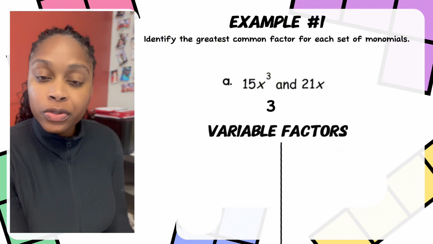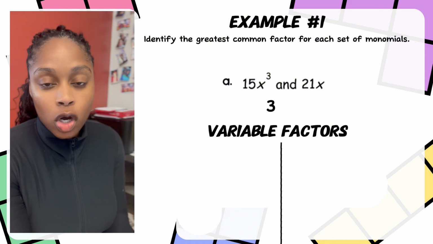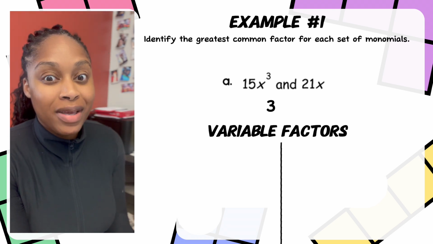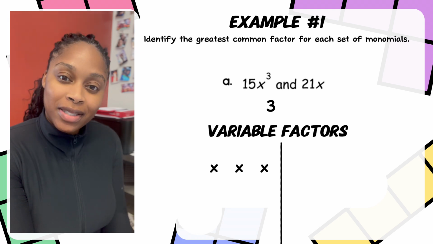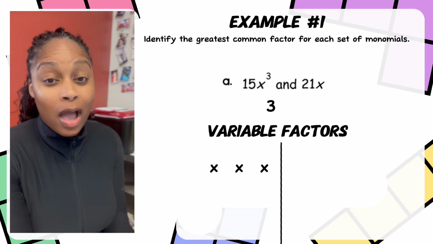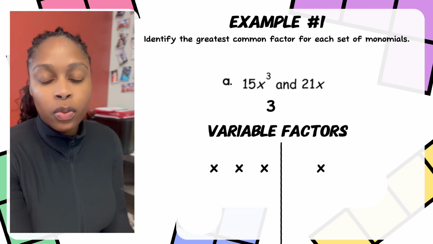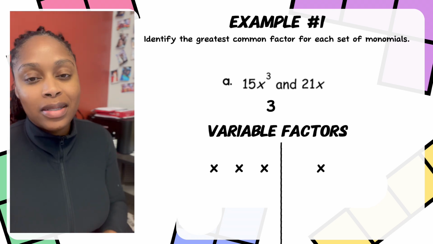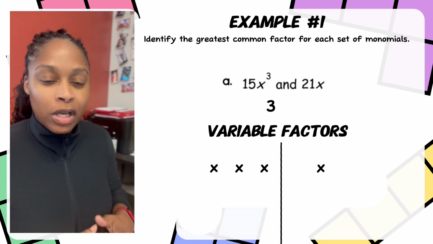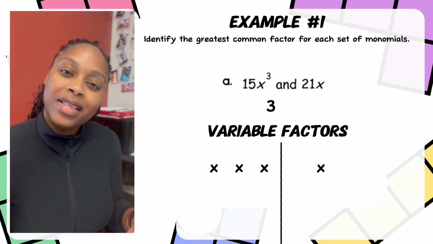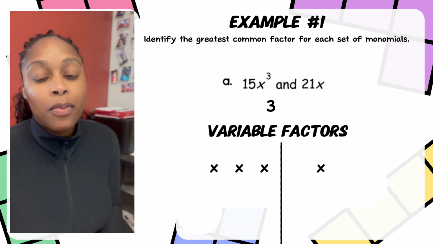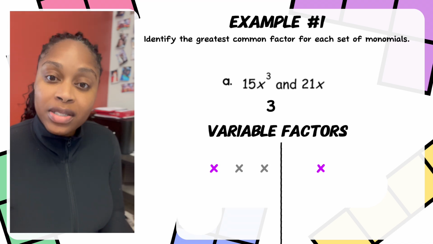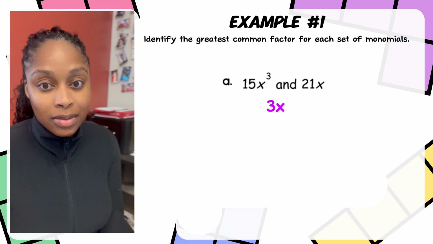For our variables, we just have x's here, so that's all we're going to focus on. My first term, 15x to the third power, we have 3 x's. In my second term, 21x, I only have 1 x. So when you're dealing with variables, you're asking yourself, what is the most amount of variables that I can take out from each monomial? So if the first set has 3, and the second set only has 1, that means I'm only able to take out 1x from each of the monomials. So my GCF is going to be 3x.